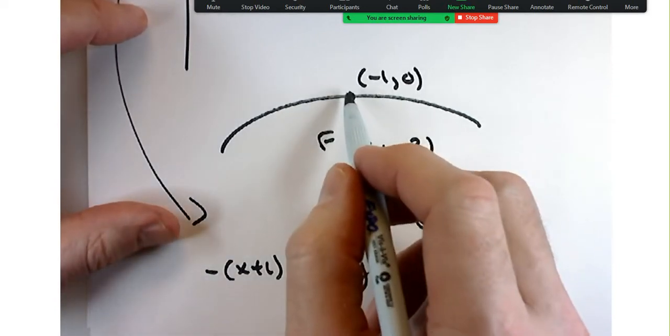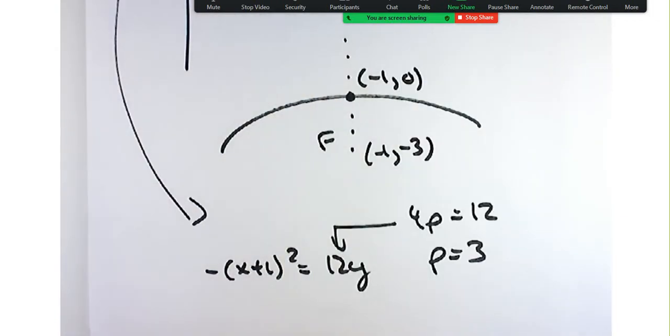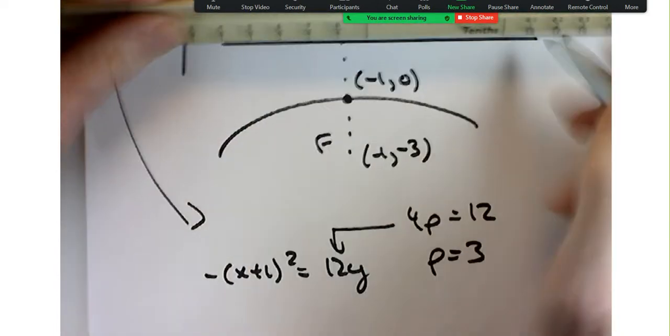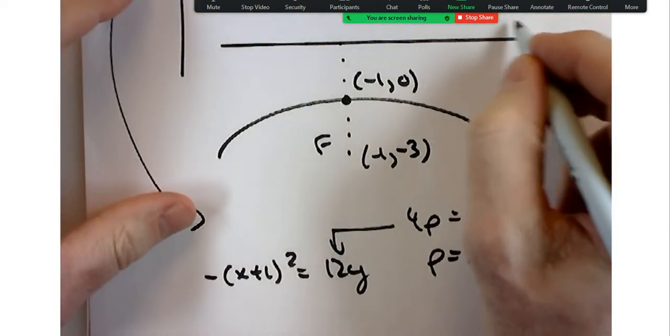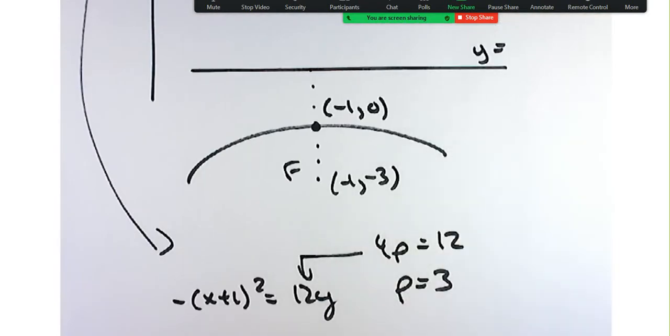Last but not least, I've got to go up 3: 1, 2, and 3. And I'll have a horizontal line here. That horizontal line has to have an equation of y equals something. What's it actually going to equal?